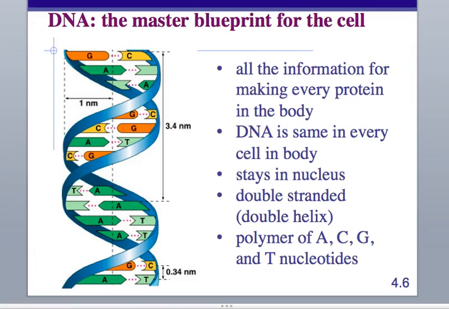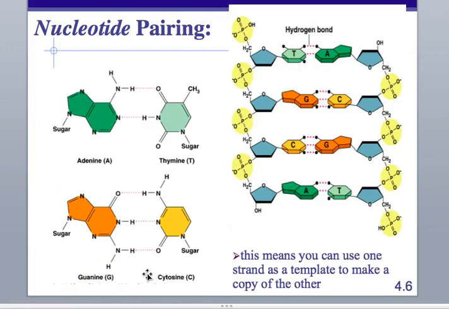Remember, DNA stays in the nucleus and is double-stranded. It has those A, C, G, T nucleotides, so the A and T bond together, C and G bond together, and it's that order of bonding that creates the genes that then can be read in a certain expression as proteins. So when we're bonding these things, the CG bond is stronger than the AT bond, because there are 3 hydrogen bonds happening instead of 2.